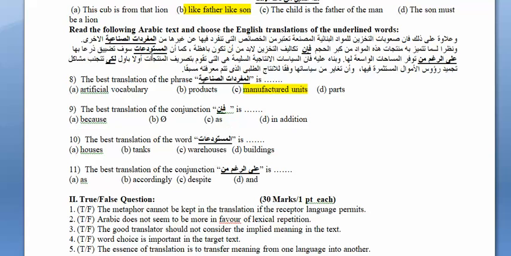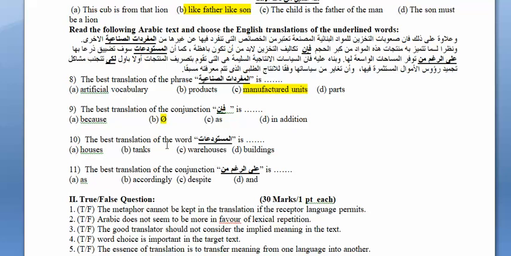The best translation of the conjunction فإن. هنا في كلمات مثلا فإن أهي تحتها خط. أفضل ترجمة ليها because يعني zero ولا كلمة. as in addition. Yes. Zero.